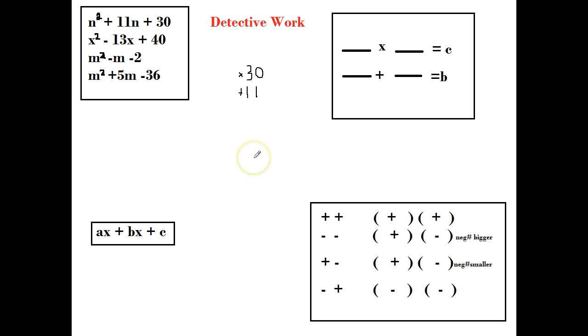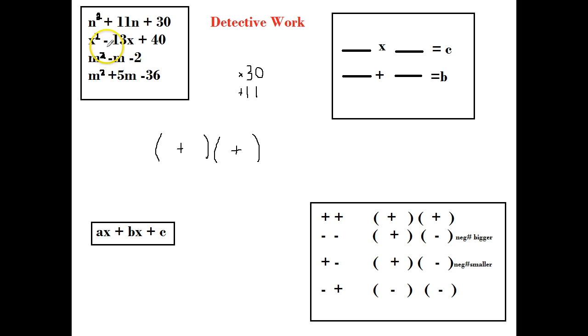But before we work on the numbers, the first thing we do is we write parentheses, and we need to put in the signs in here. So you can memorize it if you want. In this case, n squared plus 11n plus 30 is a plus plus, and we know that's going to mean a positive positive. So if you want to memorize it, you can just memorize plus plus means plus plus.